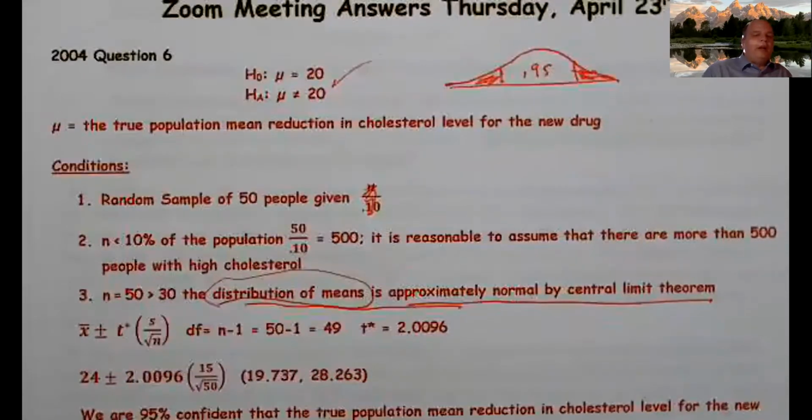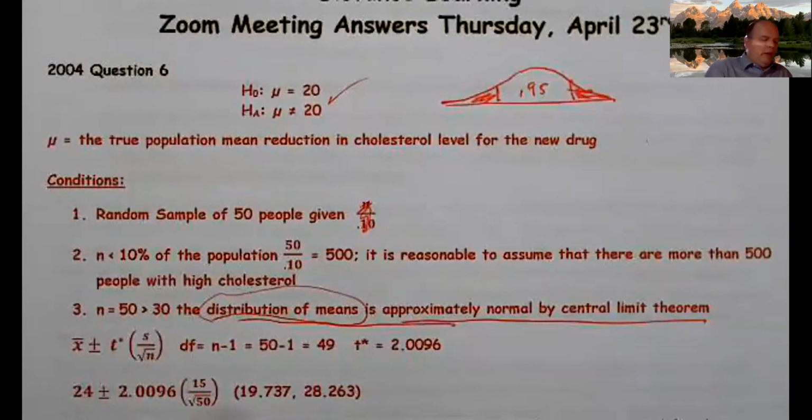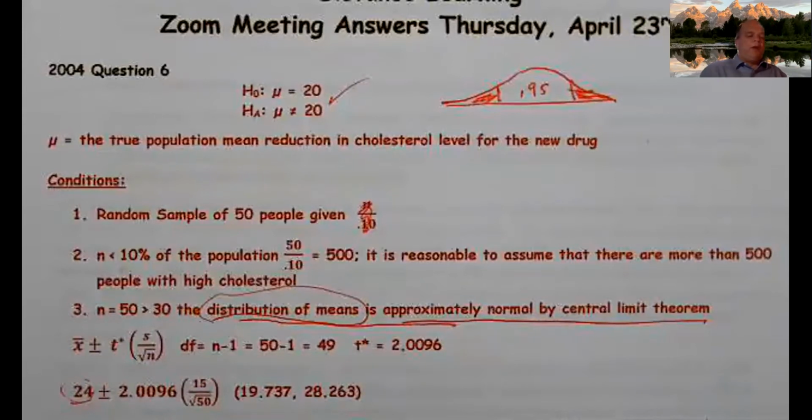So I plugged into the formula, and I have 24 plus or minus 2.0096. They told me the standard deviation of the sample is 15, and we know that my sample size is 50, and this was the sample mean reduction. So they gave me that.